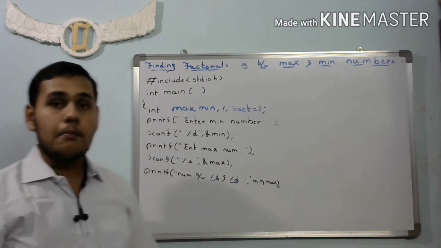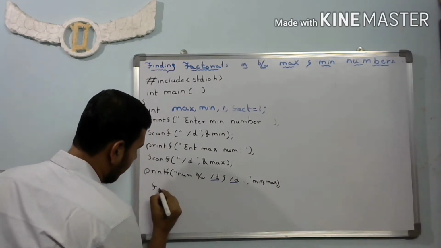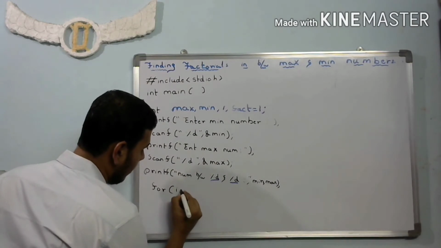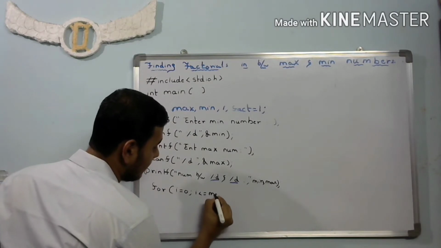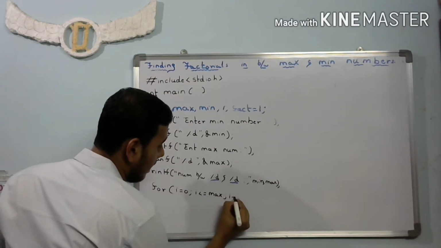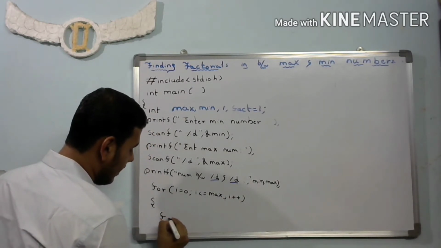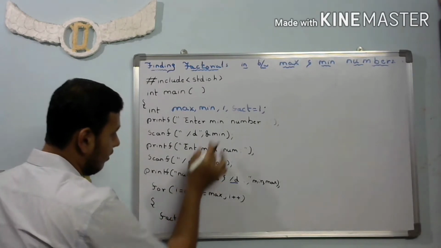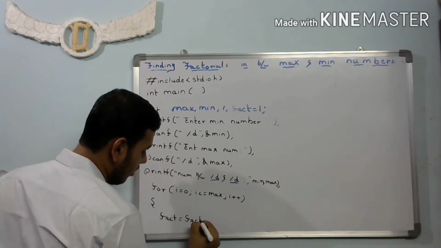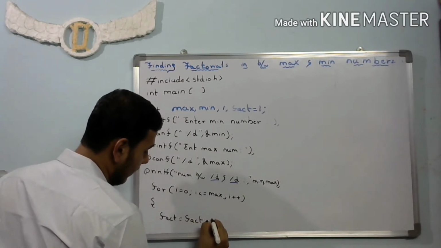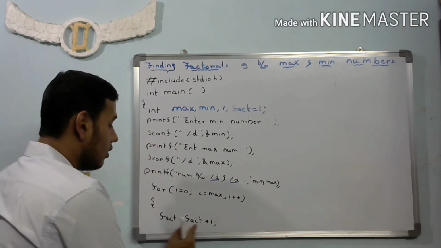So now let us write the main program. The main mathematical logic includes this. I am starting the for loop: for i = 0; i <= max; i++. Here in this for loop I am starting the fact again. So I am assigning fact = 1, and fact = fact * i.